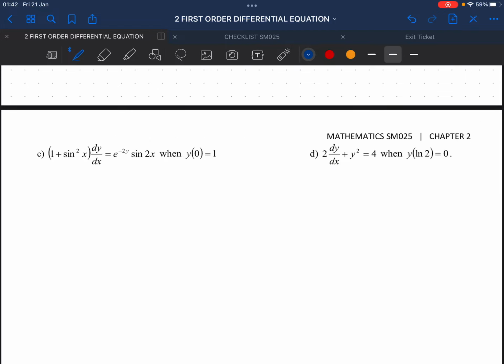We have 1 plus sine square x dy over dx, exponent negative 2y sine 2x.